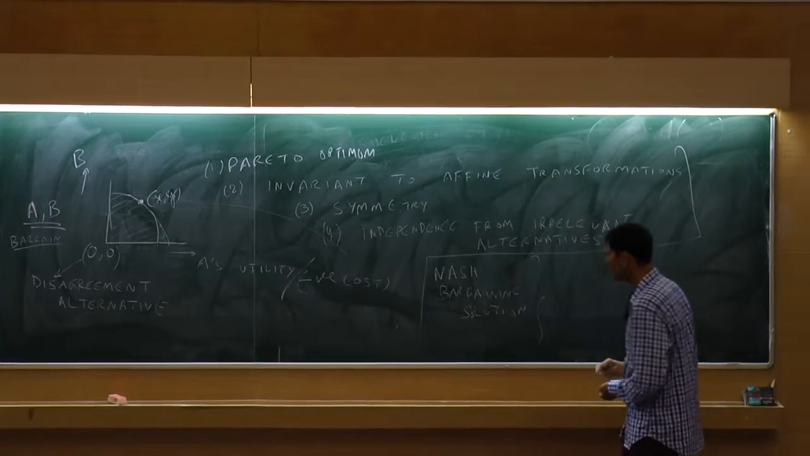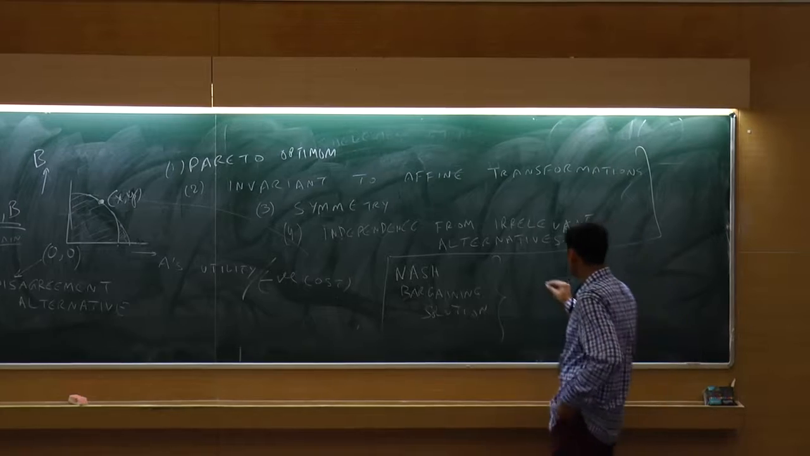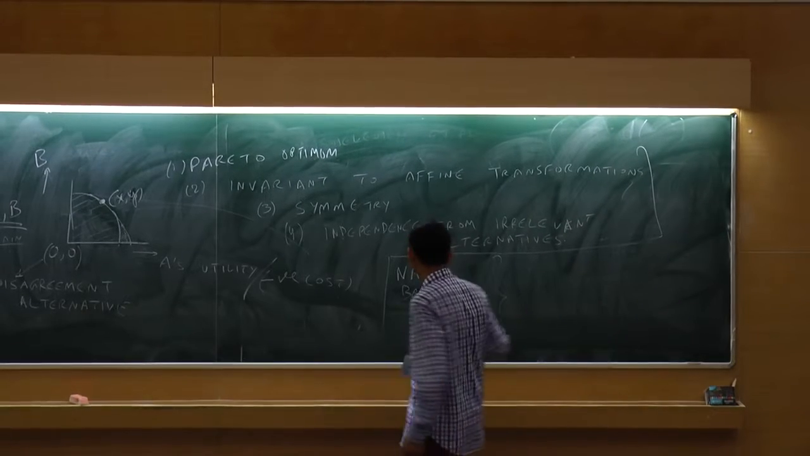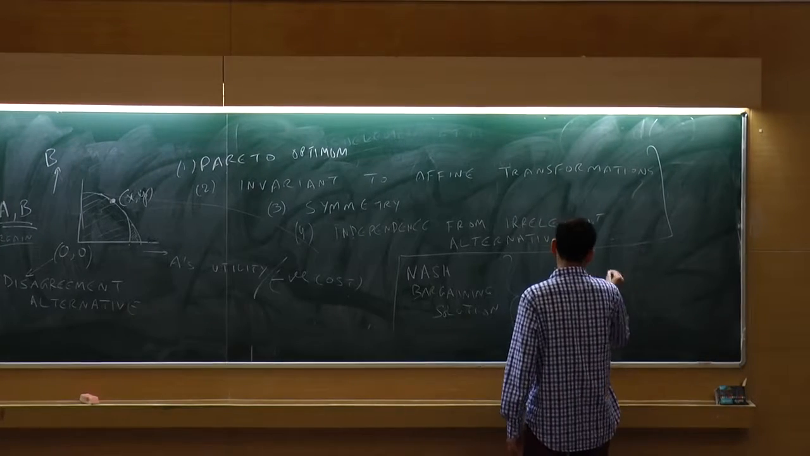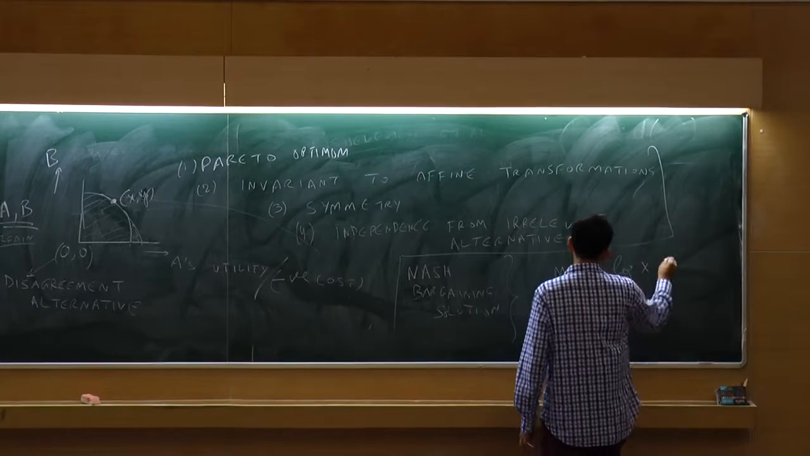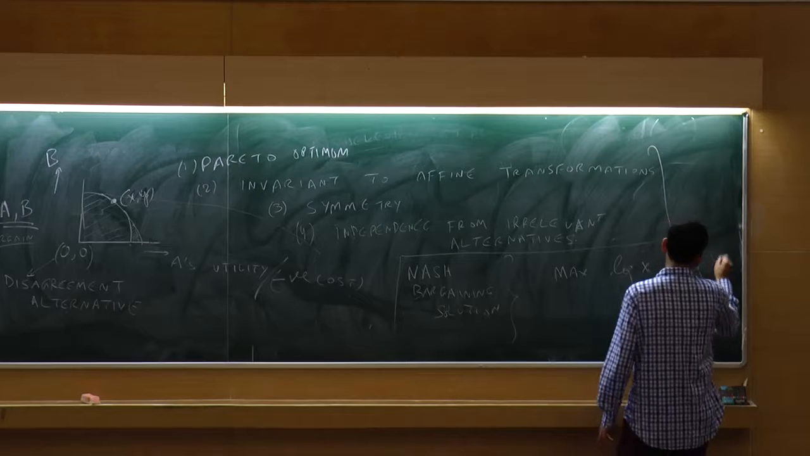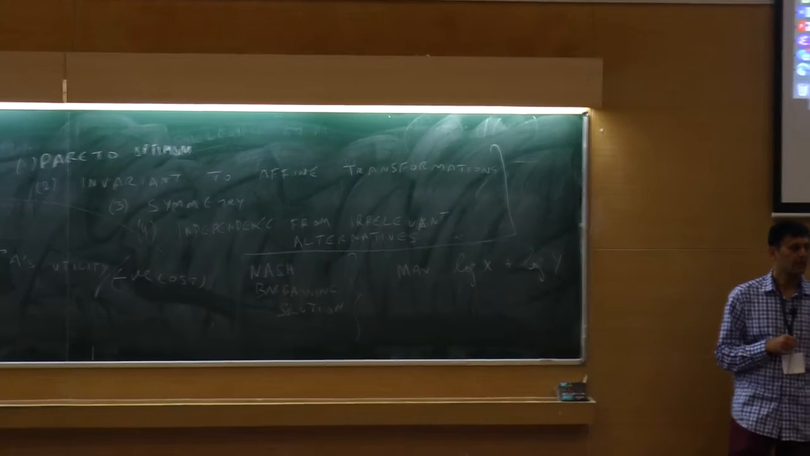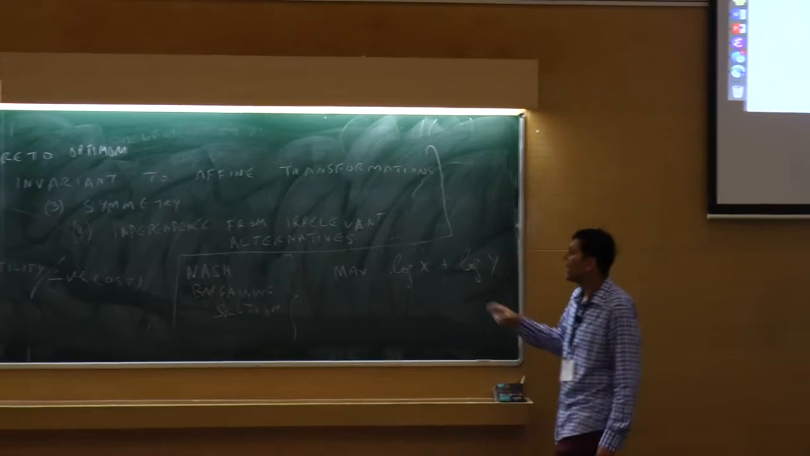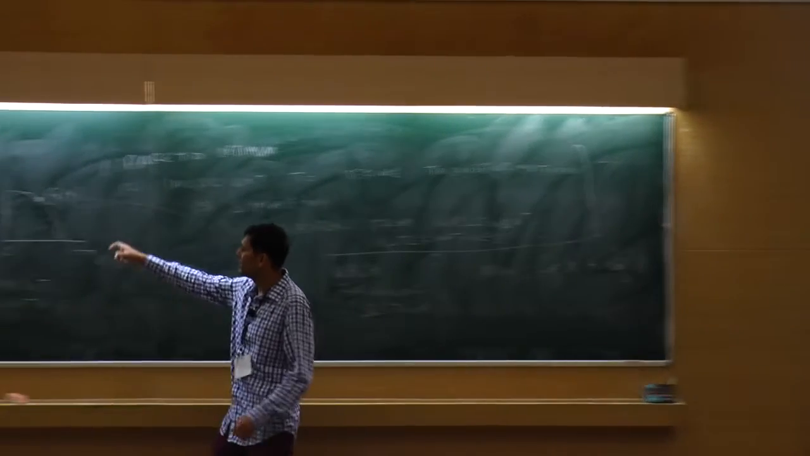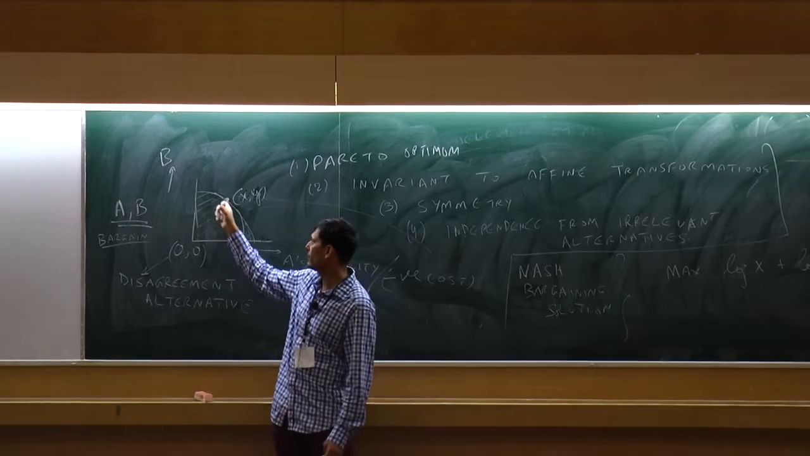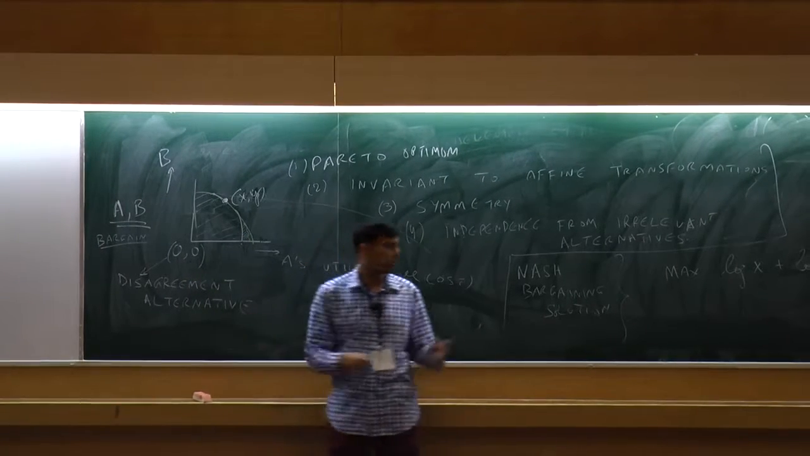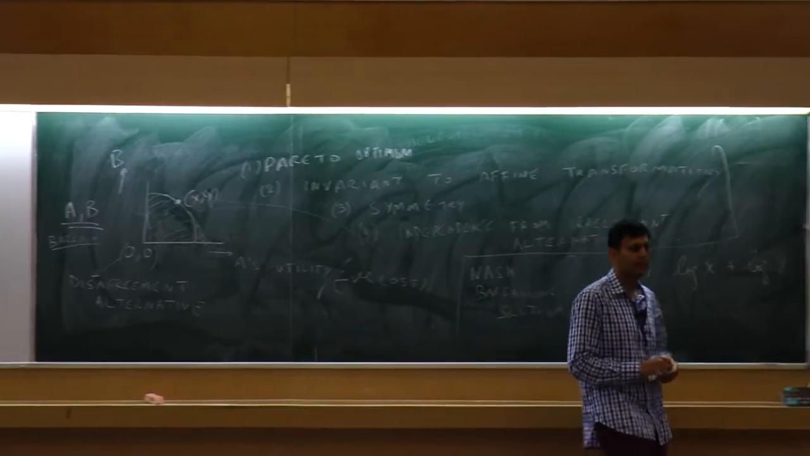Okay. And the Nash bargaining solution will say that you want to maximize log x plus log y, where x is the extra benefit that A is getting over the disagreement alternative, y is the extra benefit that B is getting over the disagreement alternative. You want to maximize the sum of the logs of the two. Okay.